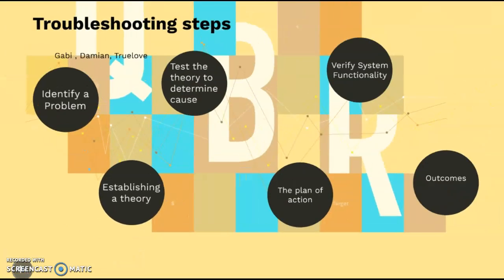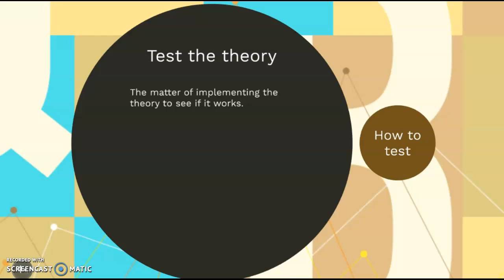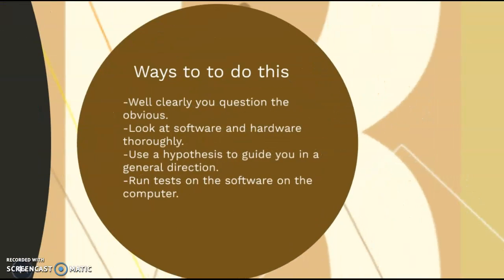After establishing a theory, you need to test the theory. That is the matter of implementing the theory to see if it works. For instance, if we know that it was due to a problem with a virus, just try to use the antivirus. Well, clearly you question the obvious. You question certain elements, like, okay, you have a problem with a virus. Okay, have you tried to use the antivirus? No. Okay, let's try to do it.